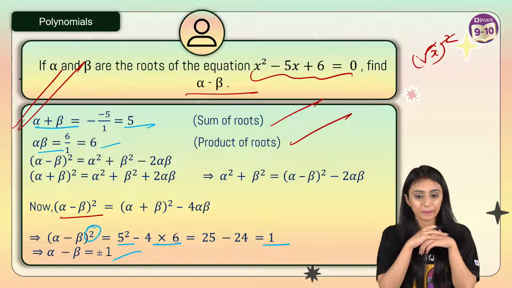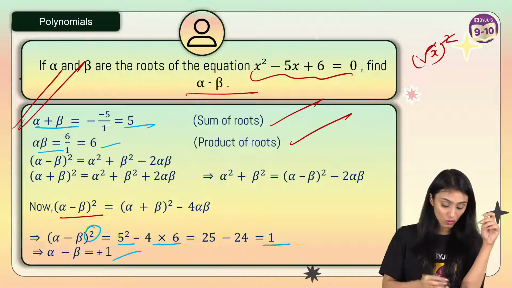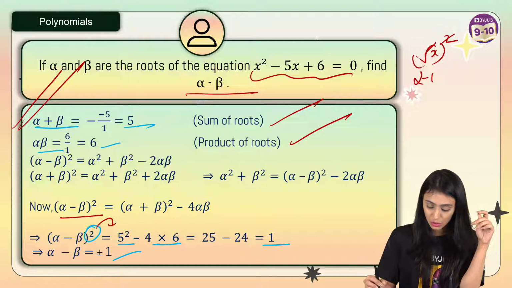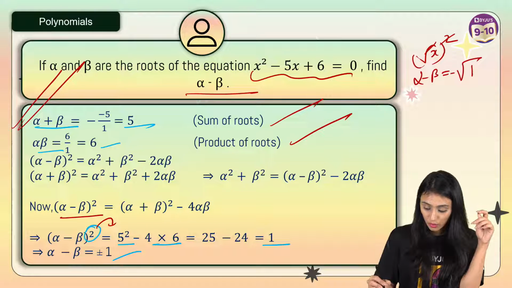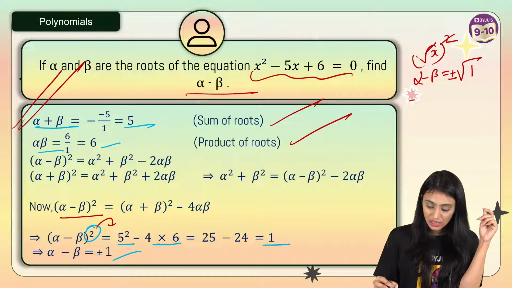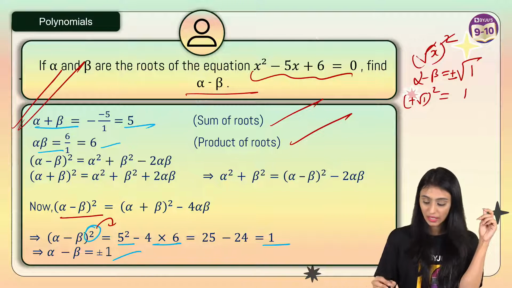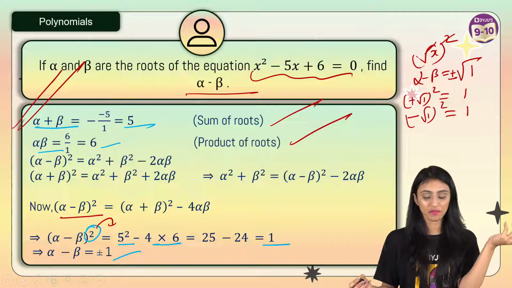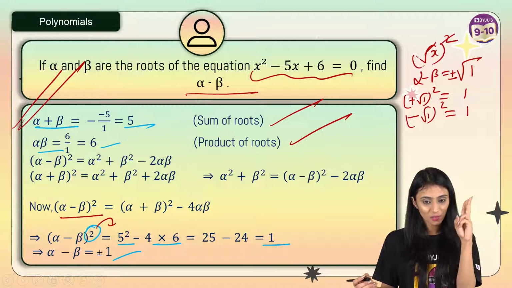Yes, good. Because Manoj, whenever you take, see, final answer is alpha minus beta equals square root of 1. When you say square root of 1, answer would be both positive, negative. Reason being, if I have positive root 1 whole square, that will give me 1. If I had negative root 1 whole square, that will also be positive 1. Right? That's why two values are there.